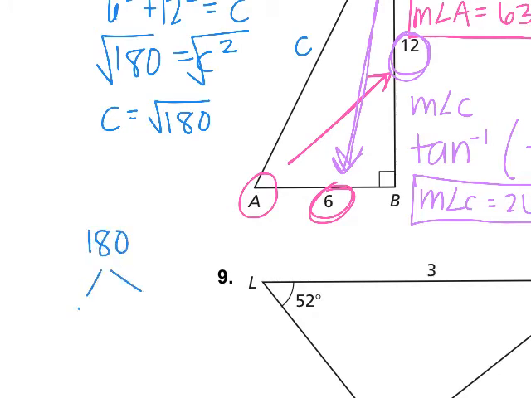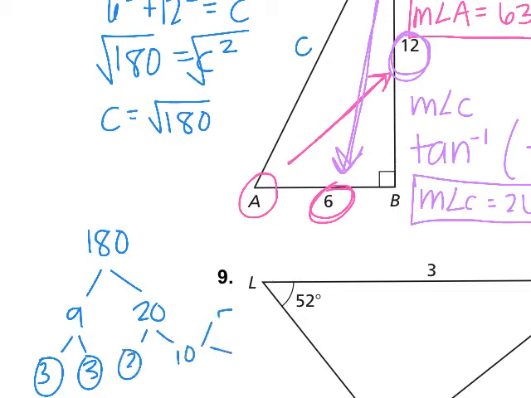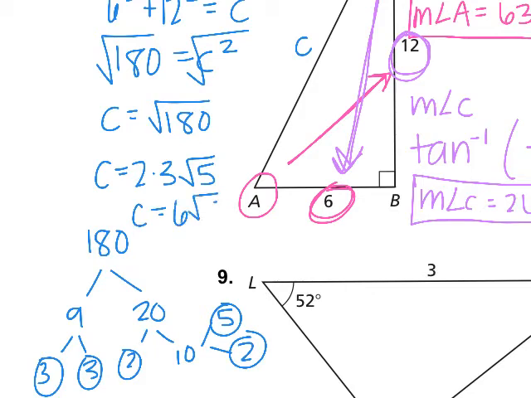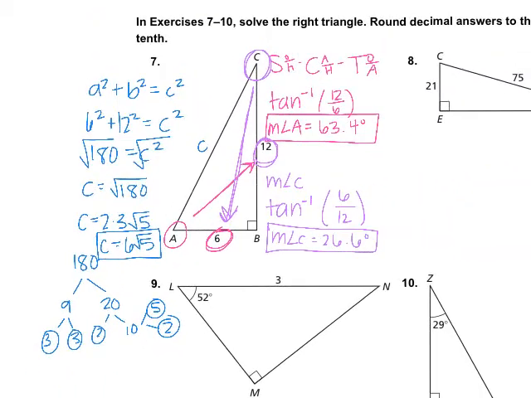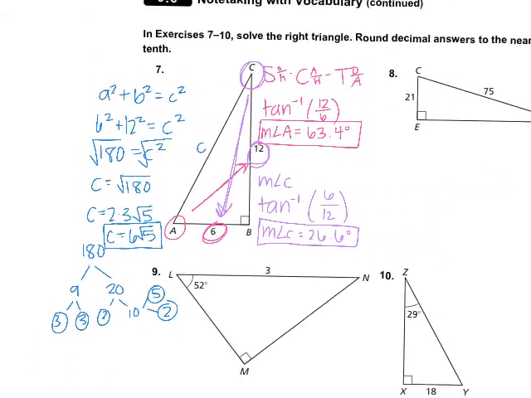So I know that I get 9 and 20, and I can separate 9 into 3 and 3, and that forms a pair. And I can split 20 into 10 and 2, and I can split 10 into 5 and 2. So I get a pair of 2's and a pair of 3's. I get 2 times 3, and then I'm left with a 5 still under the radical. So simplified out, C is equal to 6 radical 5, since I can multiply these 2 on the outside together. Now I have found all of my missing angles and sides for number 7.